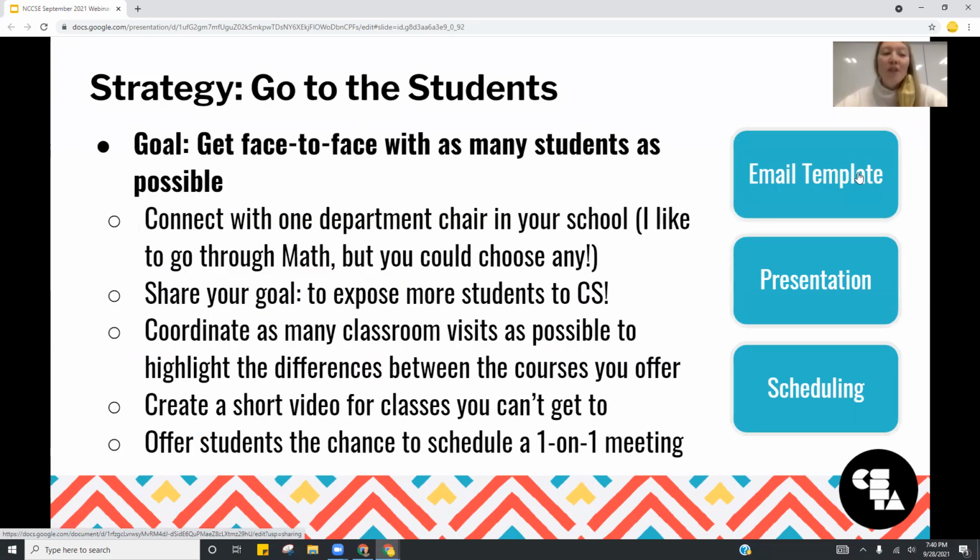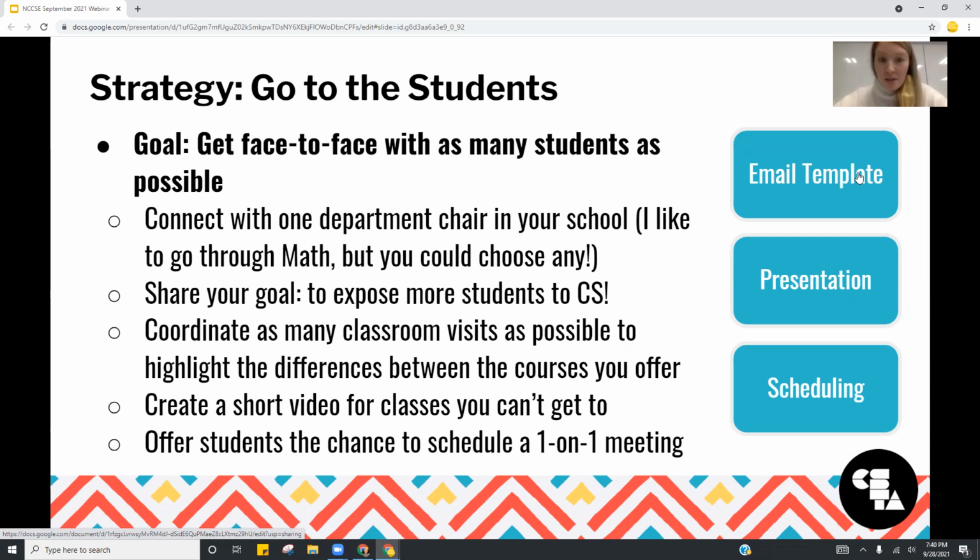Okay, so our first strategy is to go to the students. And in the slides, if you're in them, all three of these little bubbles on the side are resources for you to use. So an email template, a presentation, and scheduling materials. So our goal with going to the students is to get face-to-face with as many students as possible.